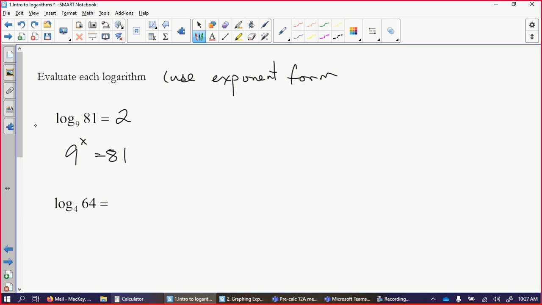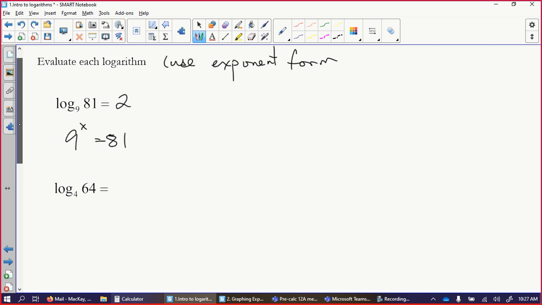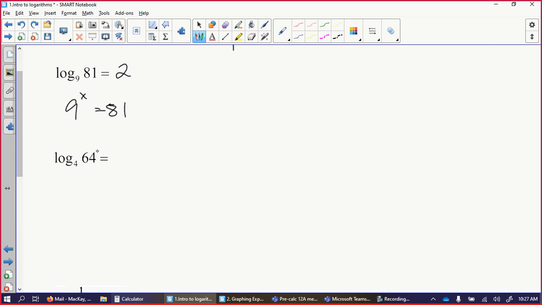I did it in NERF last semester, and I used to do it when I do pre-calc 11: 2 to all sorts of powers, 3 to all sorts of common powers, and you write them out. 4 to some power equals 64. Well, 4 times 4 is 16. 16 times 4 is 64, so I've used 4 three times, so that equals 3.